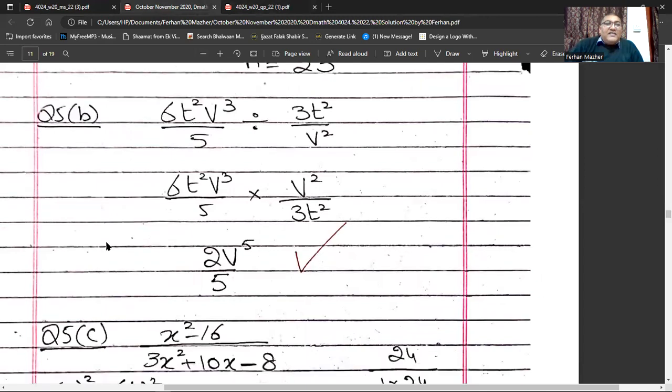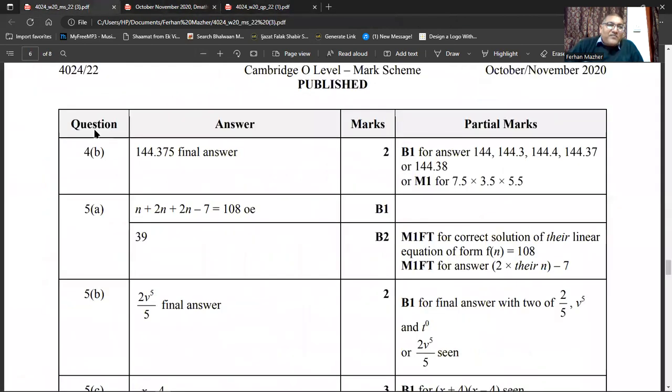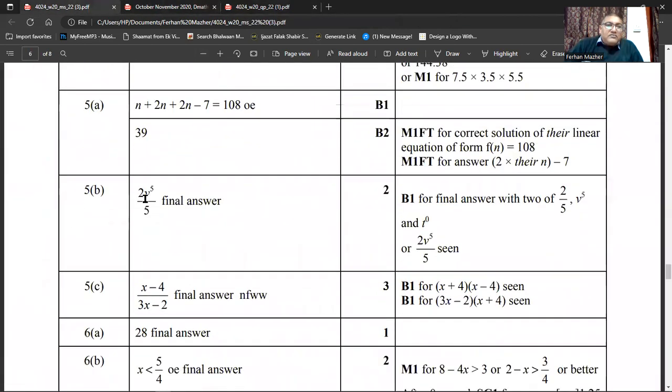So simple. 6t square v cube divided by 5. I will convert that divide sign into a multiplication sign. The fraction will flip, it will reciprocate. So you will have v square divided by 3t square. So 3t square is gone. 3, 2 times is 6. v cube multiplied by v square will be v to the power 5. So you will have 2v raised to power 5 divided by 5. That is the answer.